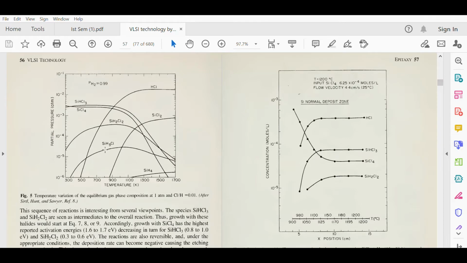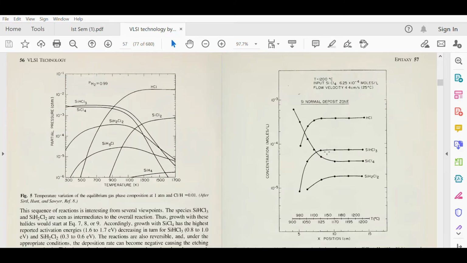This is figure 5 and this is figure 6. Figure 5 shows the temperature variations of the equilibrium gas phase deposition at 1 atmospheric pressure. The Cl/H ratio, which we discussed on the previous page, is 0.01. Okay, so you need not remember this diagram. You need not remember this diagram too, because these diagrams just give you the prediction, or the idea of how the silicon is processed.